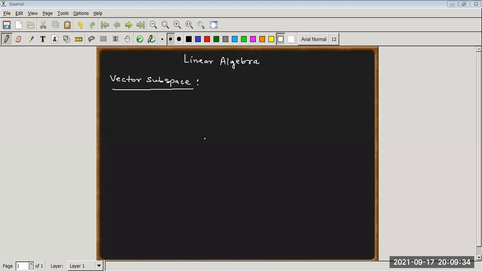Hello student, this is a lecture on linear algebra. In this lecture, we are going to discuss vector subspace. So we start with the definition.